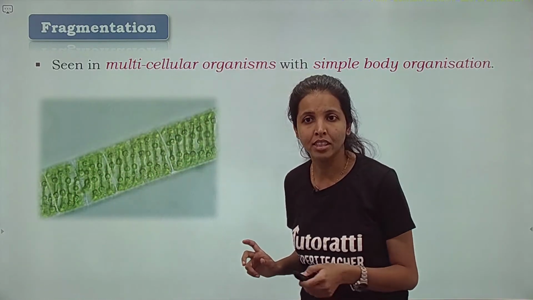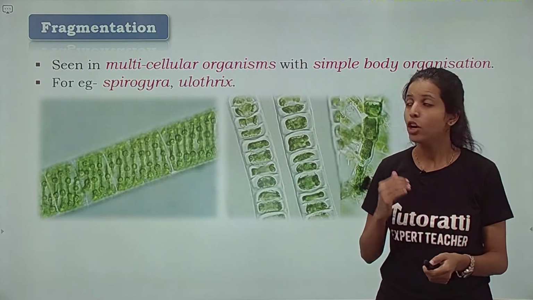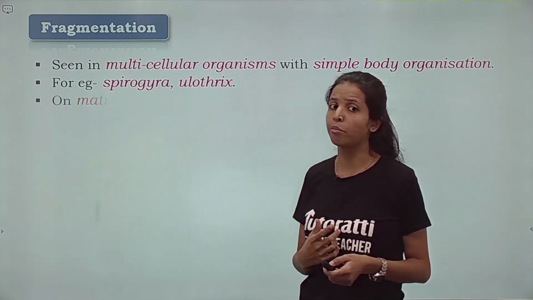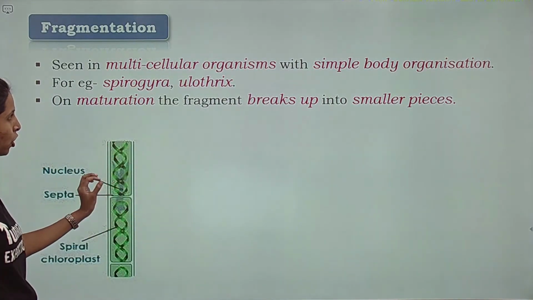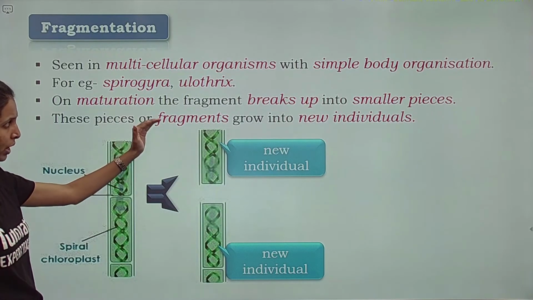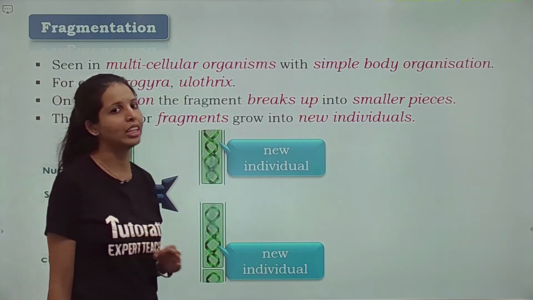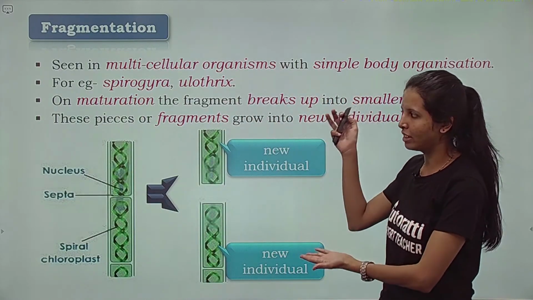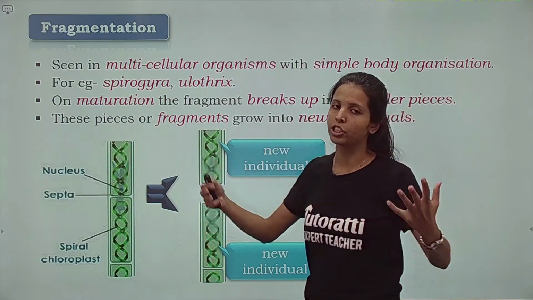This is seen in multicellular organism, but they have a very simple body design. For instance, you have Spirogyra and Ulothrix. They are going to perform fragmentation. What happens is, when the organism is going to mature, it is going to split itself. It is going to break into fragments, and thus each fragment is going to represent a new individual. Process of fragmentation. And then this new individual, when they mature, they are going to split, और ऐसे करते करते बच्चा उनका population बढ़ते जाता है.